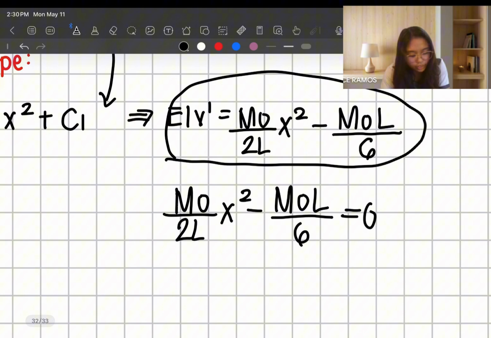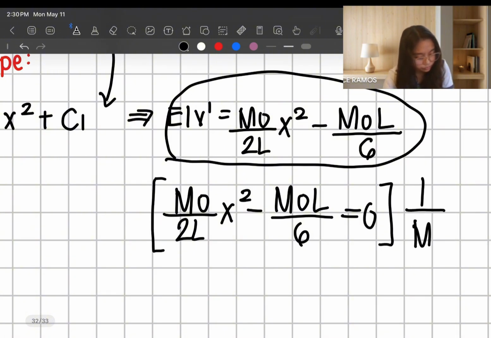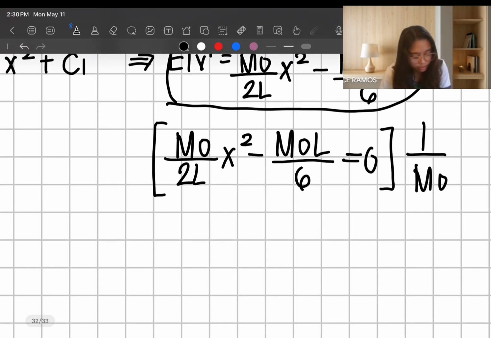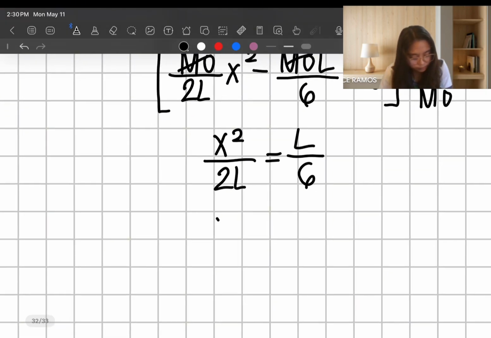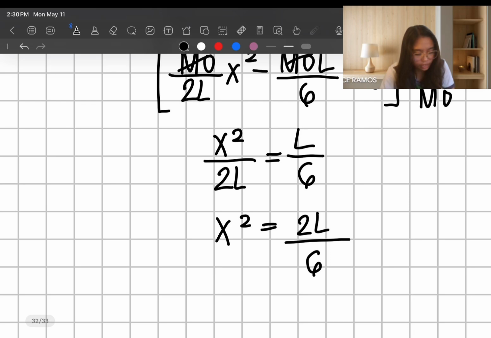So, ang una natin gagawin is, i-divide muna natin ito sa ating moment. So, ang matitira na lang is, hindi makakancel ito, matitira na lang is x squared over 2 times the length equals, and then, x squared equals 2l divided by 6. Since itong ating x is naka-raise to 2, ay kailangan nating i-square ang ating whole equation.